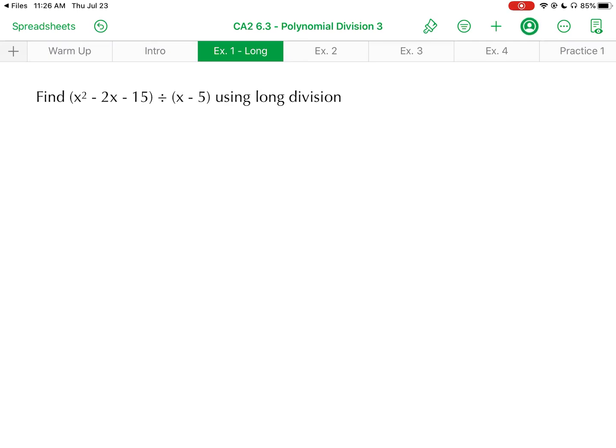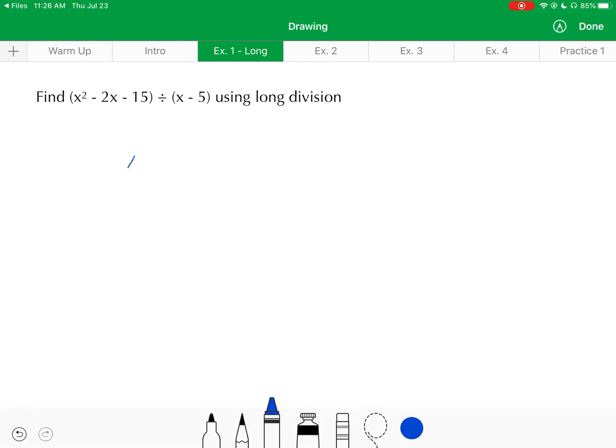We're taking a trinomial of x squared minus 2x minus 15. We're dividing that by a binomial of x minus 5. Okay, now the x minus 5 is your divisor. So we're gonna put the divisor outside of our quotient bar, just like we would for long division of real numbers, okay? And then x squared minus 2x minus 15, this is your dividend, it goes inside, all right?